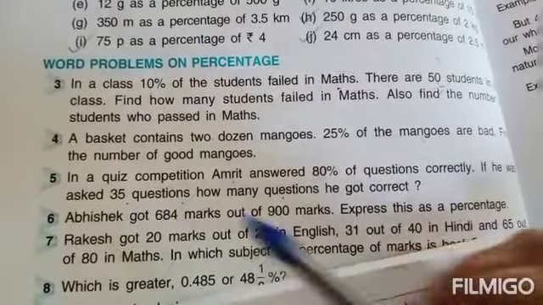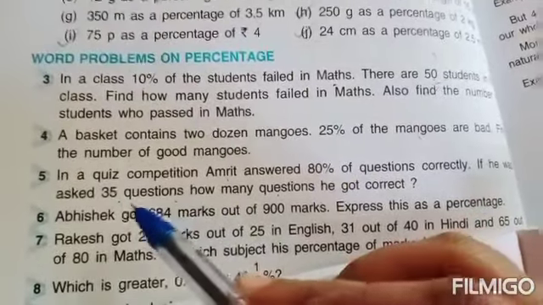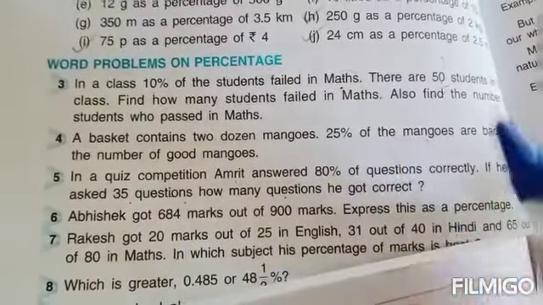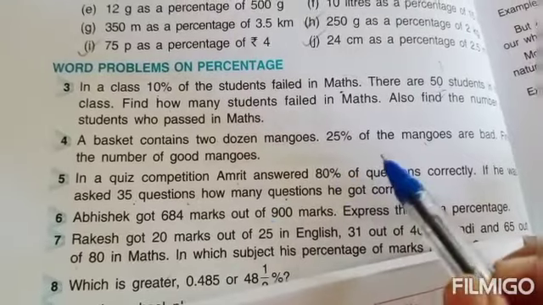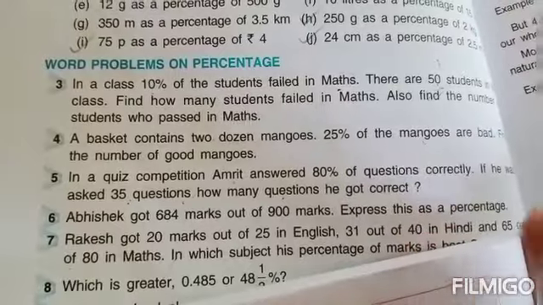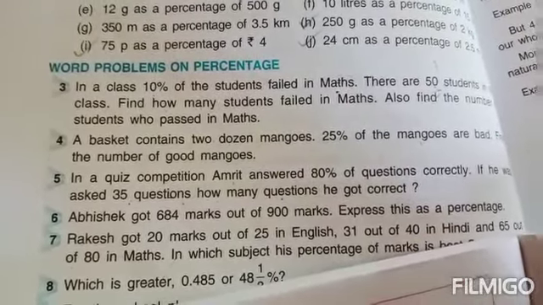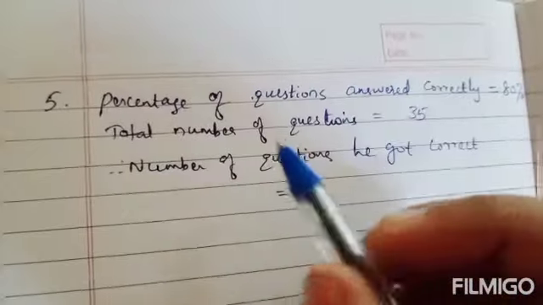ഒരു ക്യൂസ് കോമ്പറ്റീഷനിൽ 35 ക്വസ്റ്റ്യൻസ് ആണ് ടോട്ടലായിട്ട് ചോദിച്ചിട്ടുണ്ടായിരുന്നത്. ഈ 35 ക്വസ്റ്റ്യൻസിൻ്റെ 80% ക്വസ്റ്റ്യൻസിനും അമൃത് കറക്റ്റായിട്ട് ആൻസർ കൊടുത്തു. സോ അങ്ങനെയാണെന്നുണ്ടെങ്കിൽ എത്ര ക്വസ്റ്റ്യൻസിനാണ് അമൃത് കറക്റ്റായിട്ട് ആൻസേഴ്സ് കൊടുത്തത്, അതാണ് കണ്ടുപിടിക്കേണ്ടത്. ഓക്കെ, സോ ഹൗ ക്യാൻ യു റൈറ്റ് ദ സ്റ്റെപ്സ്?